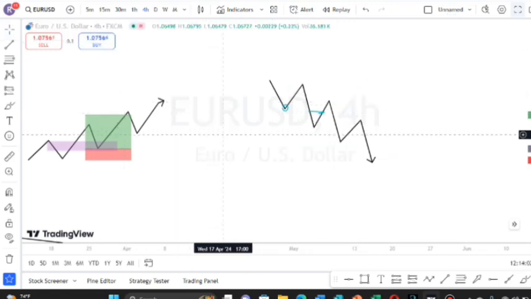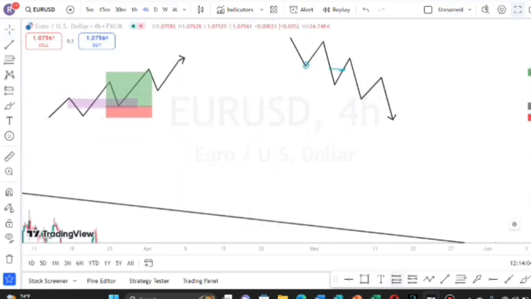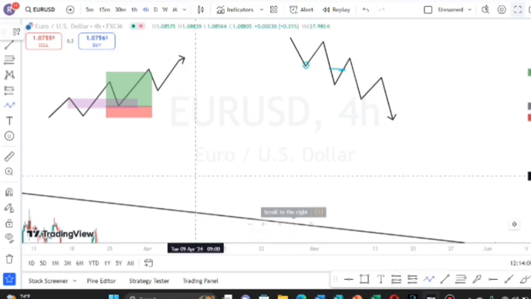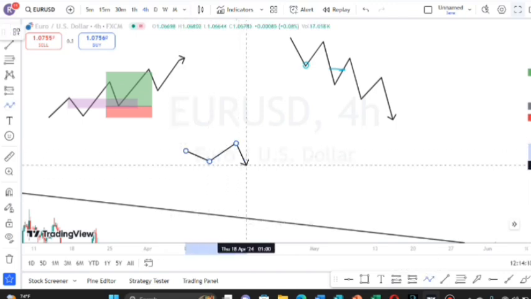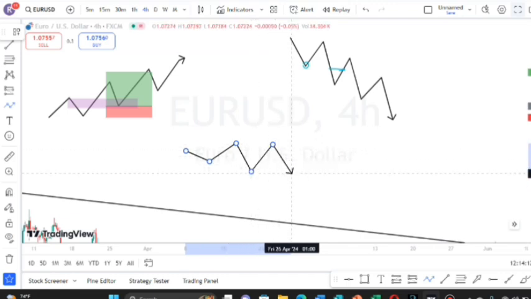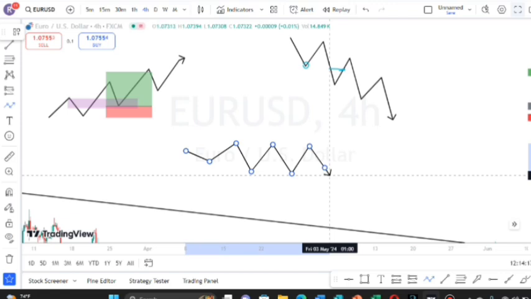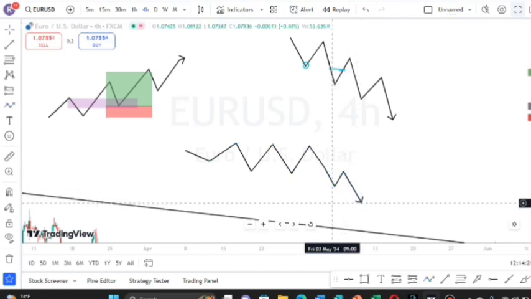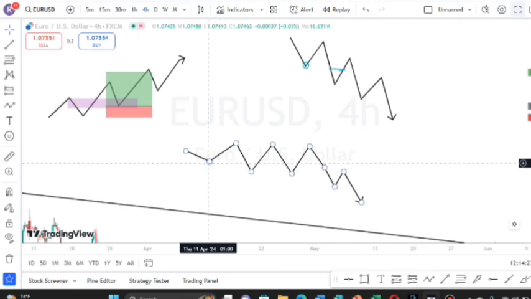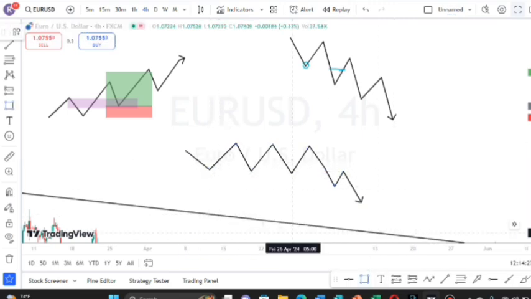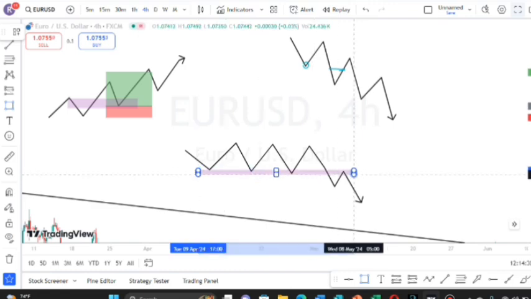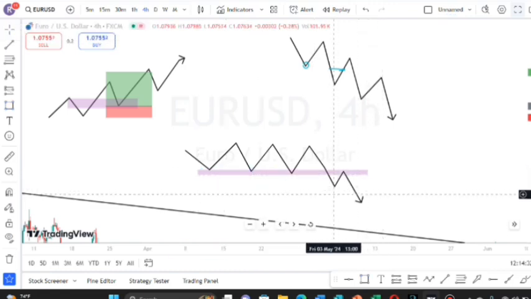So the market moves like this, and in a case of a consolidation phase, you wait for the consolidation to end before you take your position. Okay, for example like this. So this is a downtrending move in a consolidation phase.